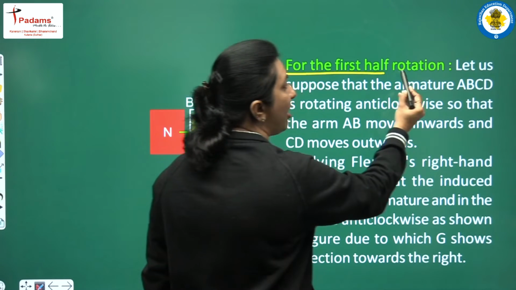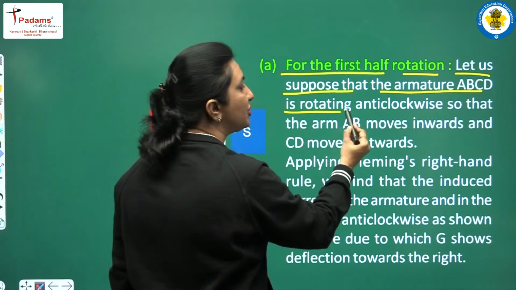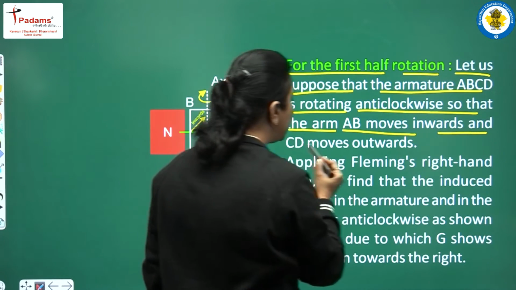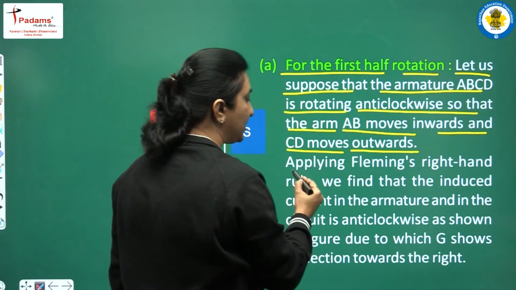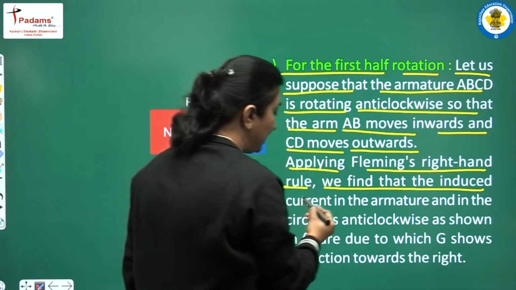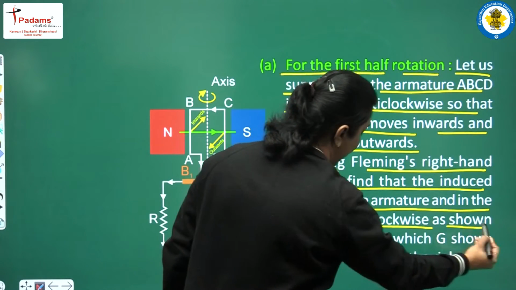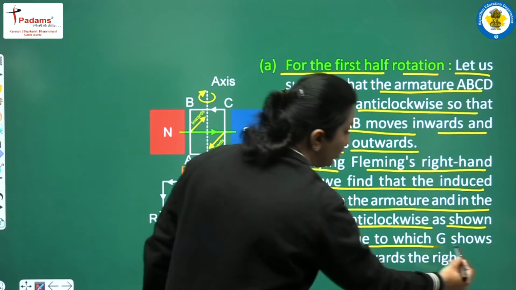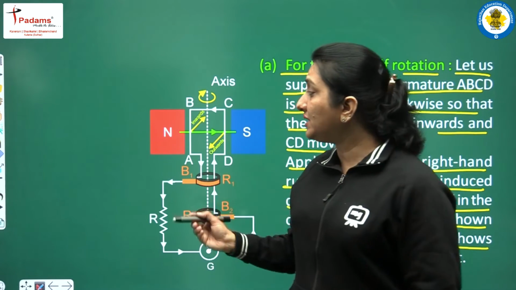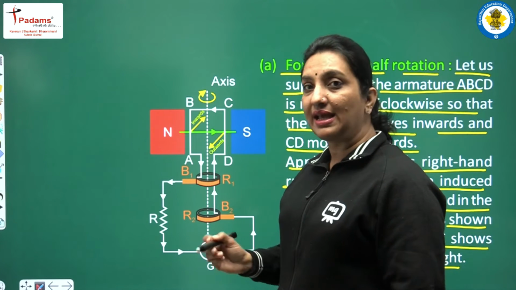For the first half rotation, let us suppose that the armature ABCD is rotating anti-clockwise, so that the arm AB moves inwards and CD moves outwards. Applying Fleming's right hand rule, we find that the induced current in the armature and in the circuit is anti-clockwise as shown in the figure, due to which G shows deflection towards the right. Now, here, students, we will see how the direction of induced current is calculated.